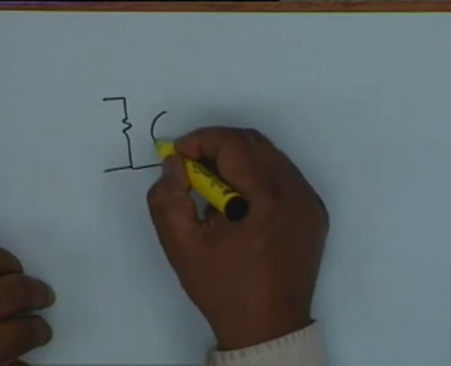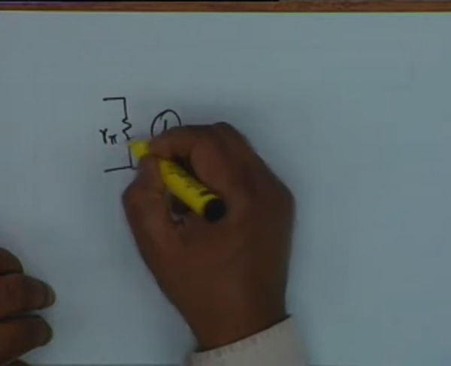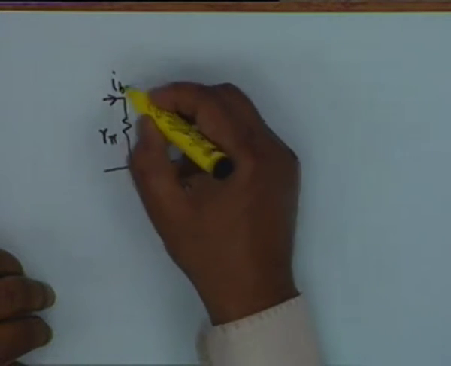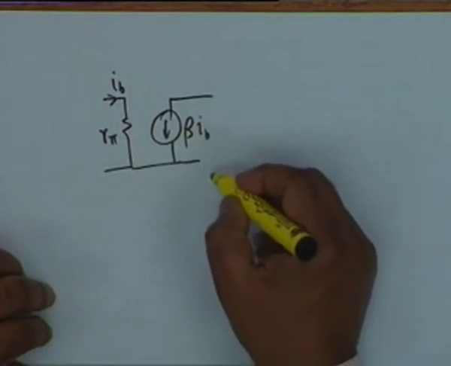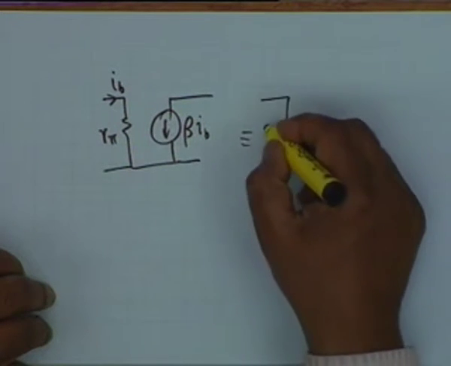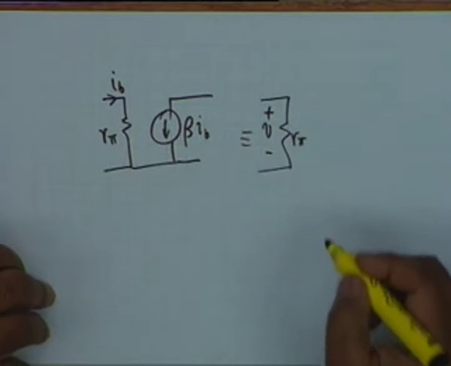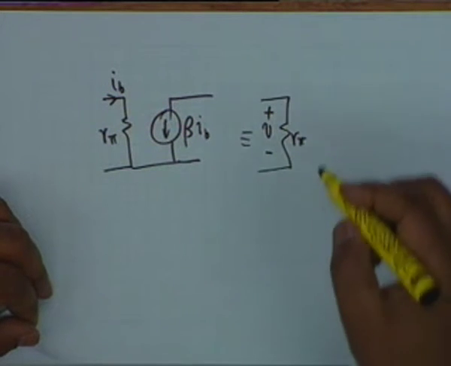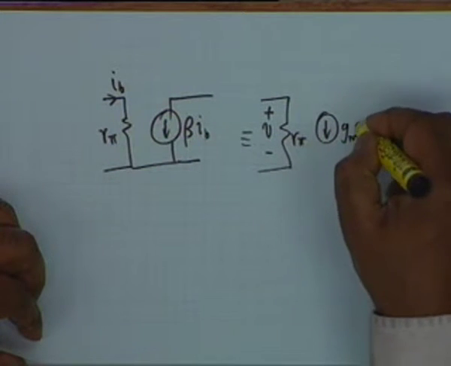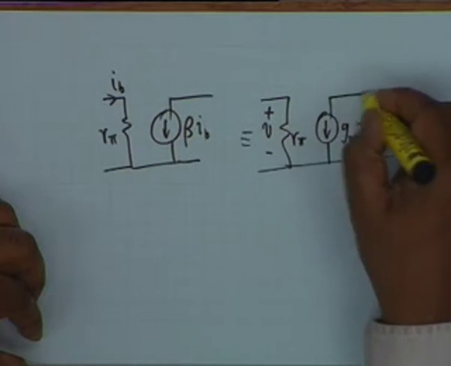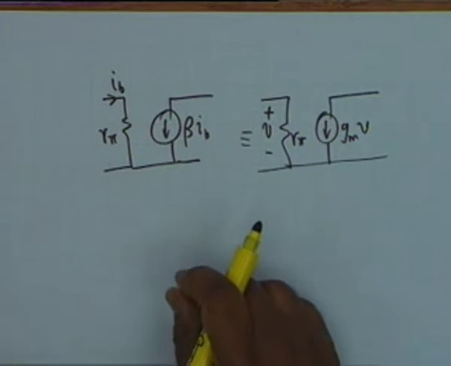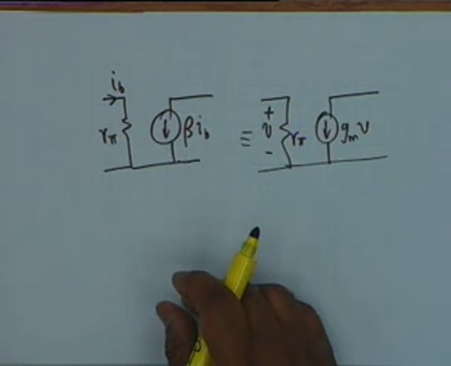So, we shall use either of these two circuits. One is called the R pi beta circuit, beta IB, this is IB, equivalent circuit of the transistor, or the same circuit represented like this. We shall use this as small v, it is VBE actually, and we shall represent this as GMV. This is the other circuit, all right. They are absolutely equivalent to each other.